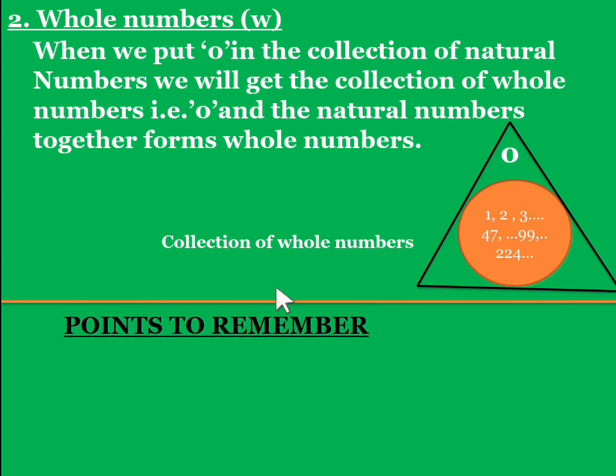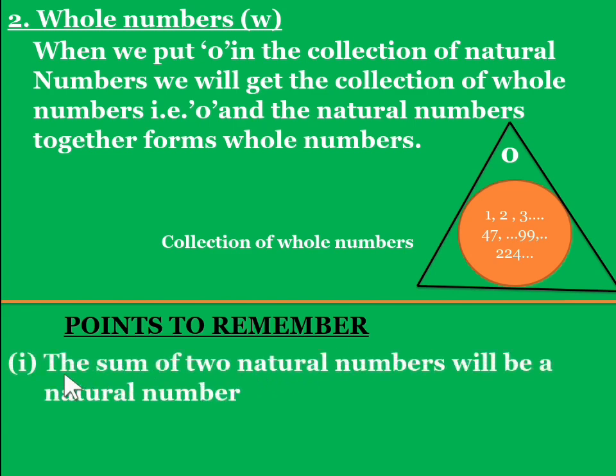There are a few points to remember. Number 1, the sum of two natural numbers will be a natural number. For example, when you add 1 and 2, you will get 3. So 3 is a natural number. Similarly, when you add 5 and 6, you will get 11. 11 is also a natural number.